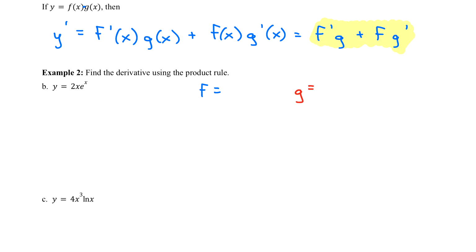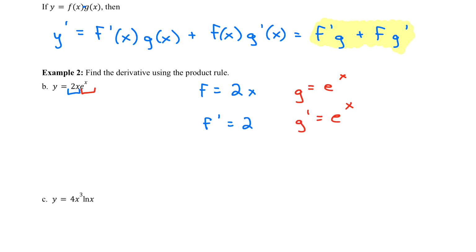So when I look at this, I see here's 2x. Well, I know how to take the derivative of that. I can just use my power rule there. So I'm going to call f 2x. And in fact, let's just find the derivative right now. F prime is going to be 2. That must mean that g is everything else in my function, which is just e to the x. So g is e to the x. And as we know from our last section, g prime of x is, well, still e to the x power.